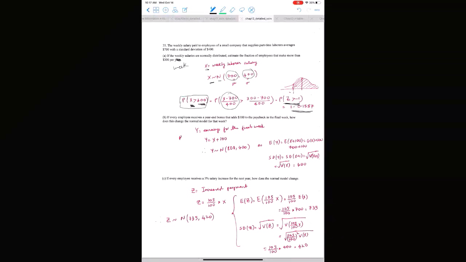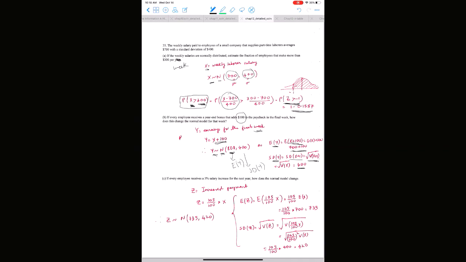Okay, so if every employee receives a year-end bonus that adds $100 to the paycheck in the final week, how does this change the normal model for that week? So Y is the earnings of the week. Y is equal to X plus 100 because $100 was added to each and every individual. So Y follows the normal distribution whose mean is the expected value of Y and whose standard deviation is the standard deviation of Y. So expected value of Y is expected value of X plus 100, which is equal to 700 plus 100, which is 800, and standard deviation of Y is equal to standard deviation of X, which is square root of variance of X, which is equal to 400. And that's what I have here.